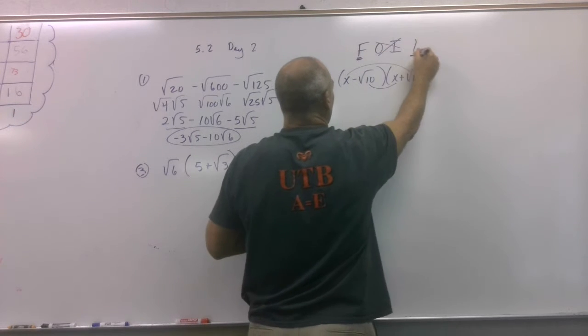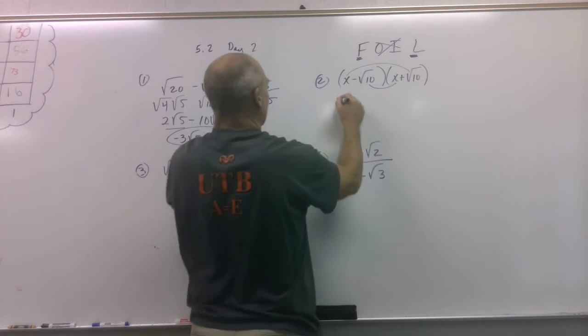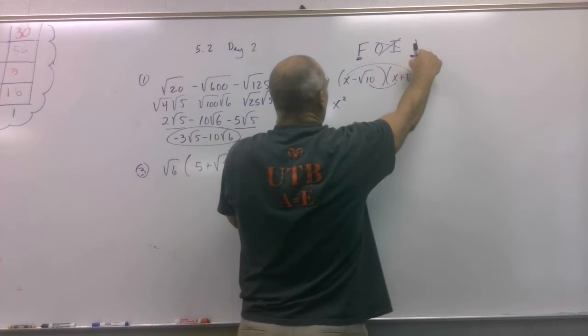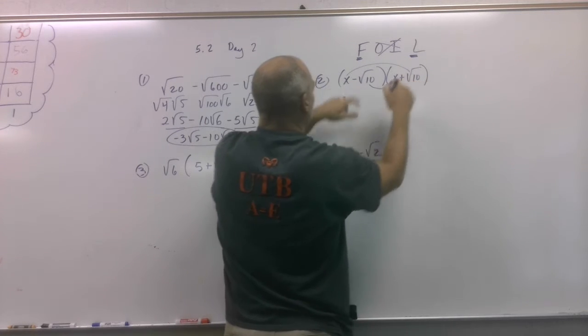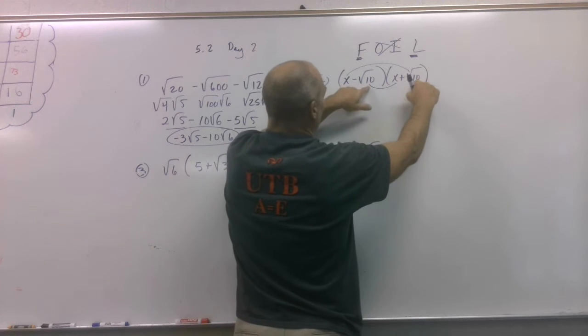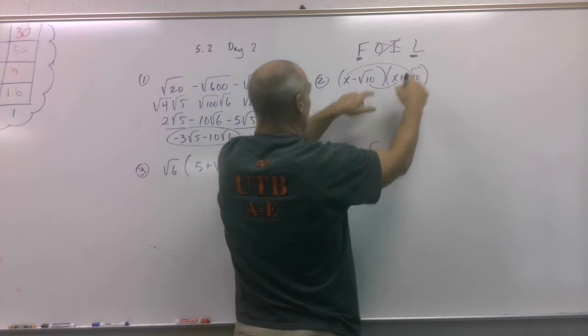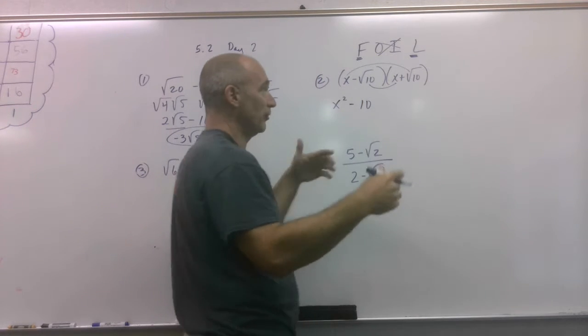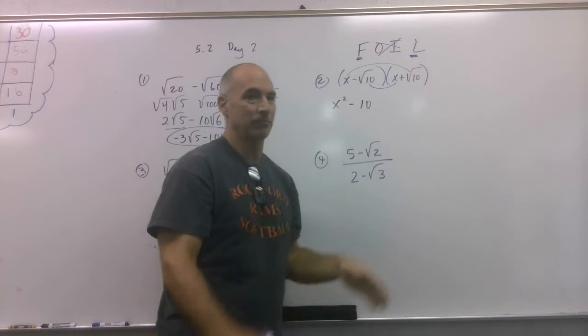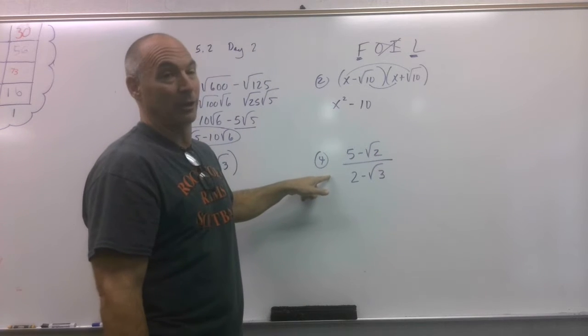So we can just, so x times x is x squared. A negative times a positive is negative. Square root of 10 times the square root of 10 is the square root of 100, which is just 10. Or the roots just fly out, however you want to look at it. What do we got here?